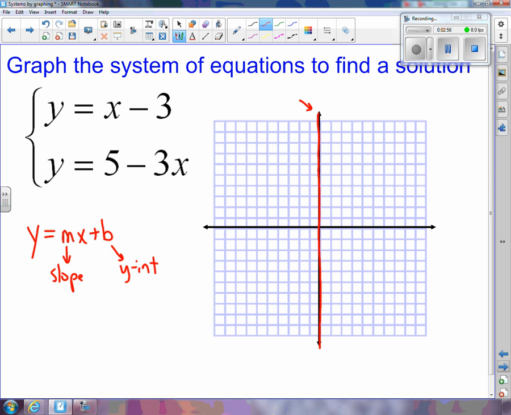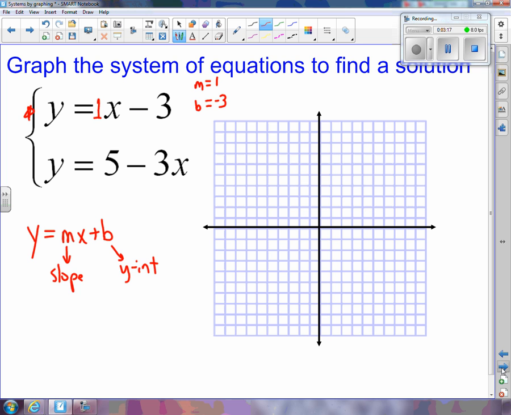So, for this first equation that we're dealing with, the number in front of the x is 1. Therefore, our slope is 1. The number added or subtracted on here is -3. Therefore, our y-intercept is -3. Now let's try to graph the line.